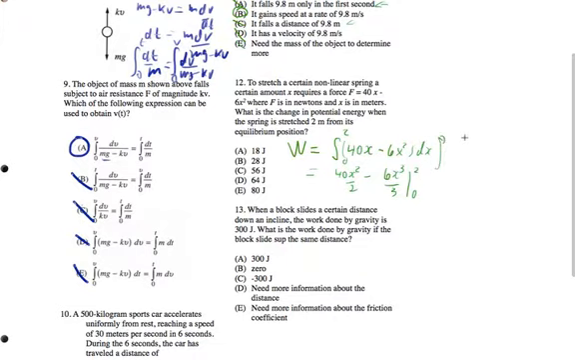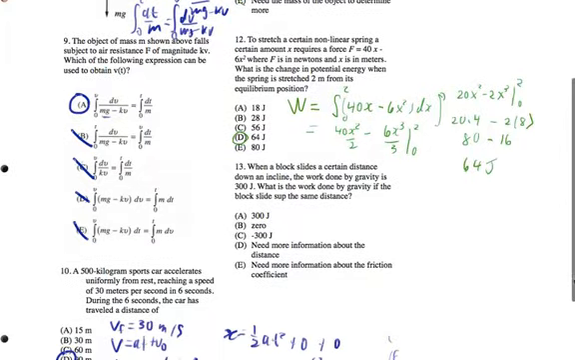Continuing on here, that's going to be 20x squared minus 2x cubed from 0 to 2. So I'm going to get 20 times 4 minus 2, and x cubed is 8. And so I'm going to get 80 minus 16, and that's going to give me 64 joules. So apparently they're just looking for the magnitude, so I'm getting 64 joules as far as the change in potential energy goes. Excellent.